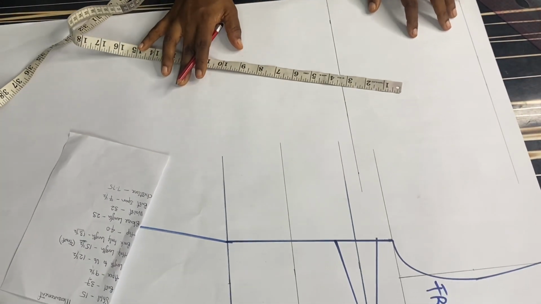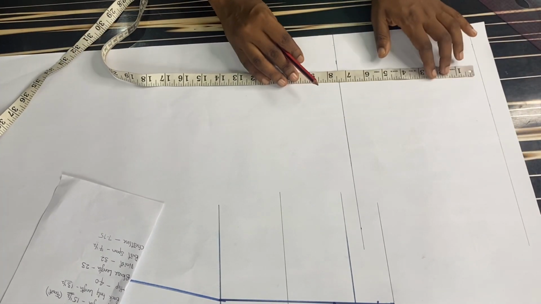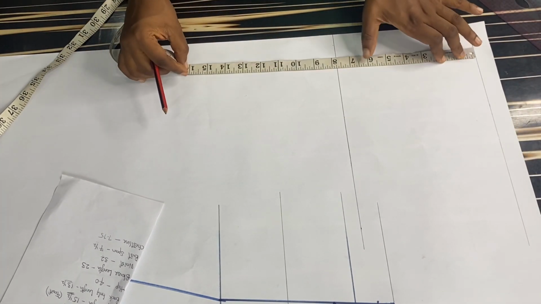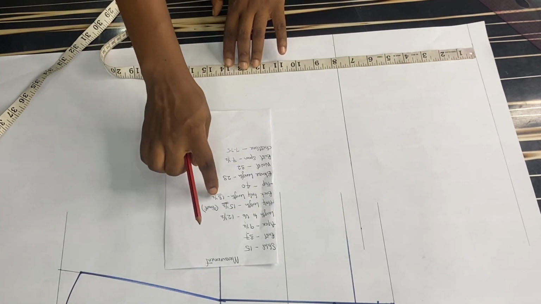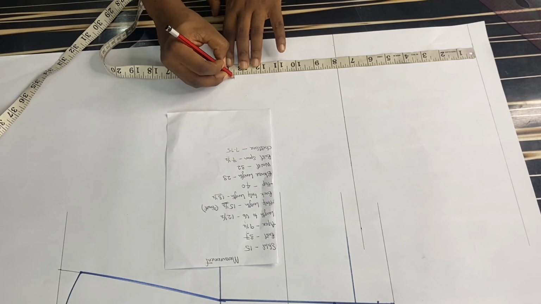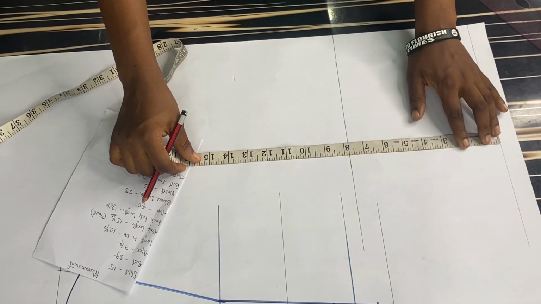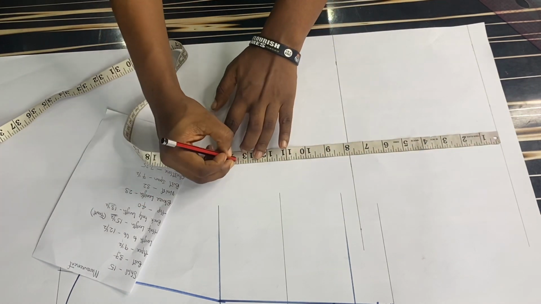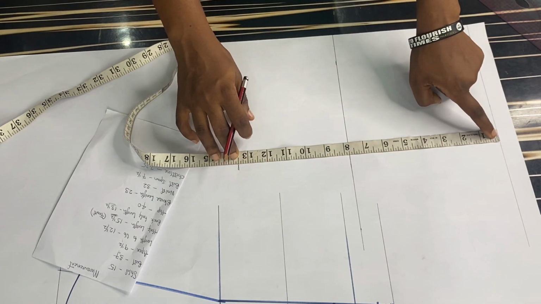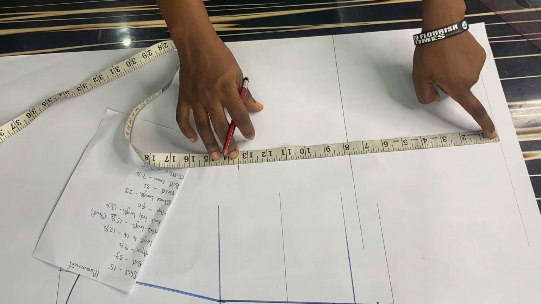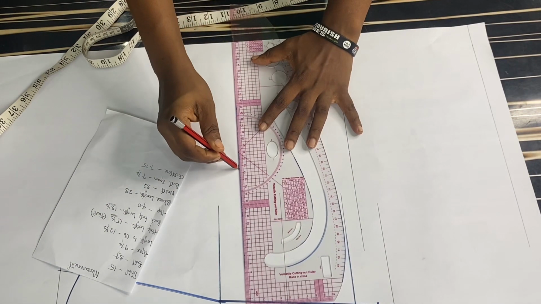So the next thing is to mark our half length, which is 13.5 for the back. Please take note that all the measurements are starting from this 1 inch, which is now our shoulder measurement. So we'll mark 13.5.